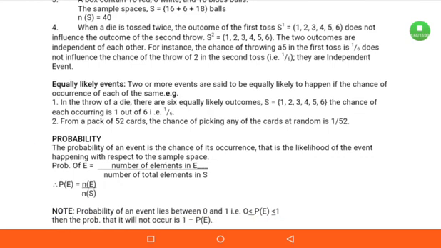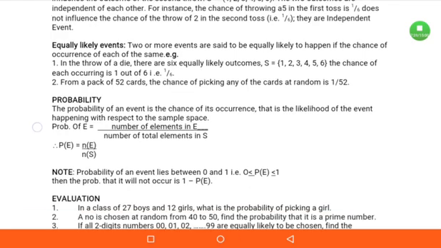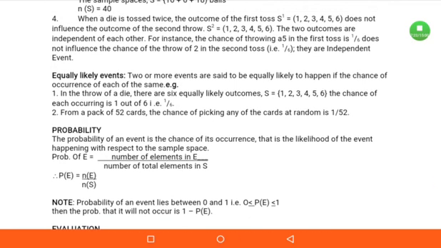That is, if it's to show a 5, don't forget it could also show 1, 2, 3, 4, 5, 6, making 6 outcomes, but it's showing a 5, that is 1. The probability that it shows a 5 is 1 out of 6. It does not influence the chance of the throw of 2 in the second toss. If 2 shows on the second die when you toss it, that does not affect the first one. So it's still 1 over 6. They are independent events, or independent probabilities.